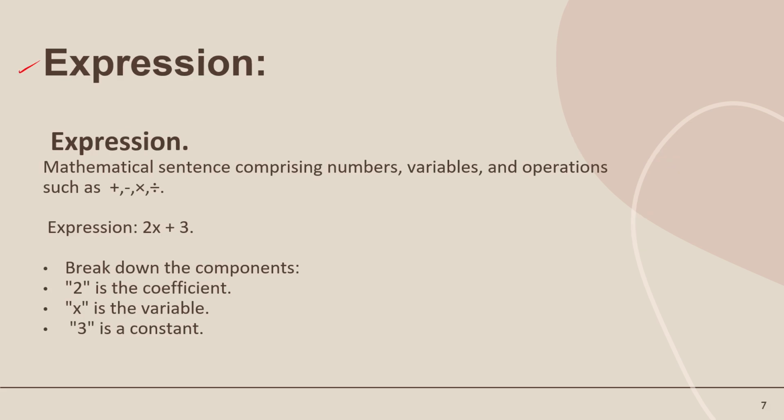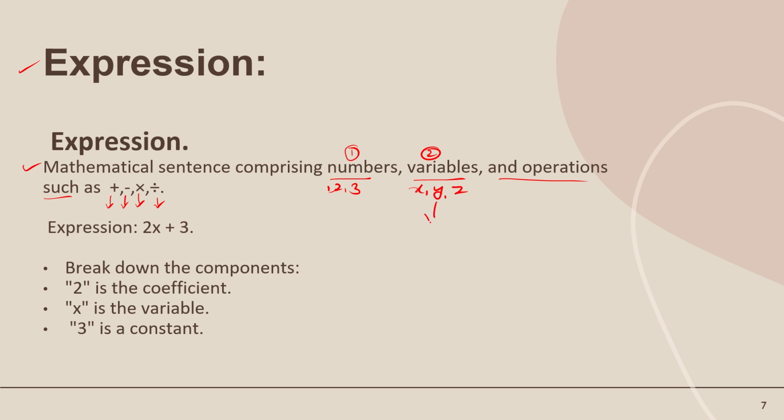Now I am going to define the expression. It is a mathematical sentence comprising numbers, variables and operations. As you know, there are four basic arithmetic operations: plus, minus, multiply and division. So an expression includes, number one, numbers, for example 1, 2, 3 and so on, and number two, variables, for example x, y and z.